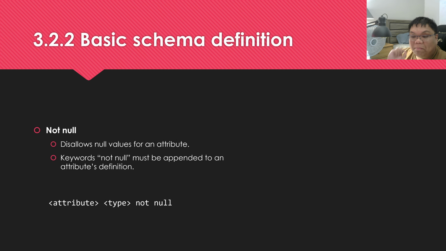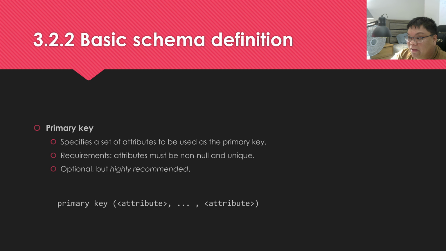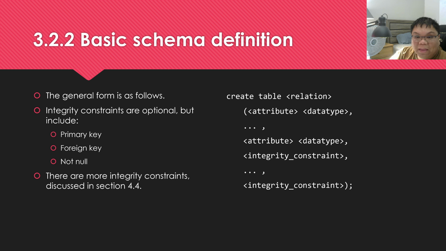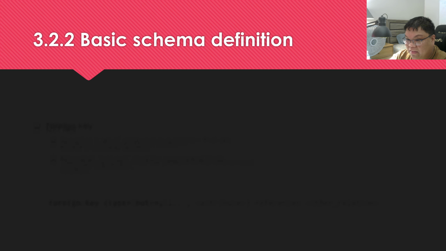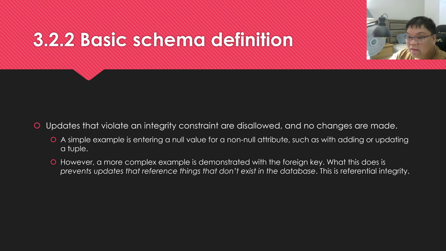And of course, not null. This is not a constraint that goes into one of these lines. Rather, it's added on to the lines that specify an attribute and its data type. So we can say attribute name, data type, and then add the words not null after that to say this attribute cannot have null values. Updates that violate integrity constraints are disallowed. If you make such a change, it's not made. A simple example would be a null value being entered for a non-null attribute.